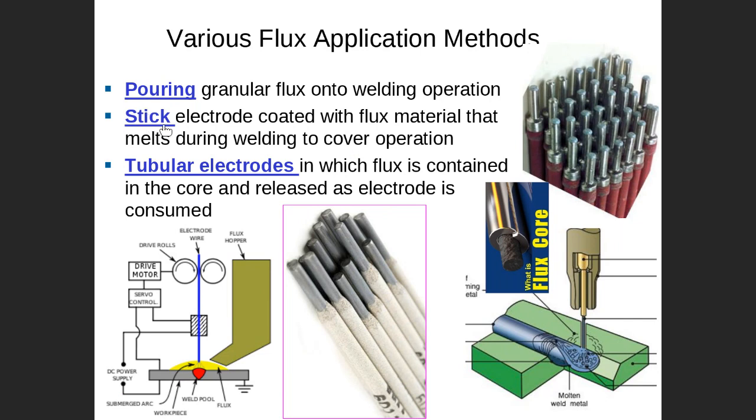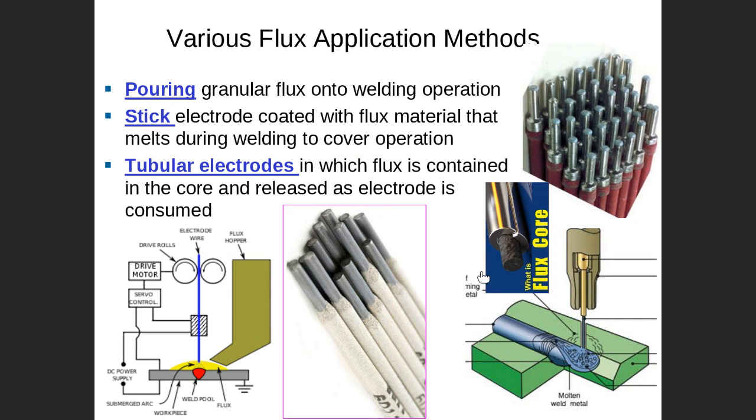So first one boring, second one stick or coating. The electrode is coated with a flux, as you can see. This is the second way to deliver flux. The third way we call tubular electrode. This is very similar to a stick electrode. The big difference is that here we coat with the flux, but in the tubular one the flux is in the core, not coating but in the core.